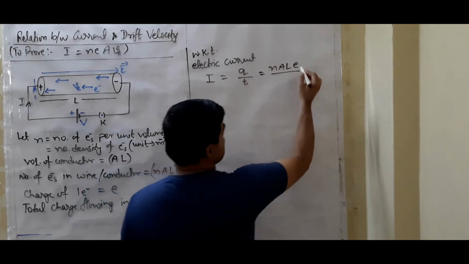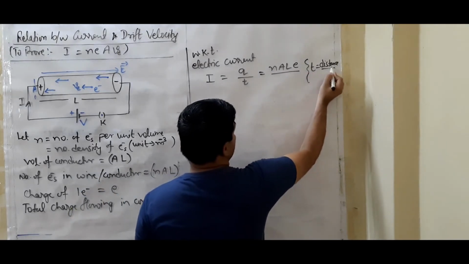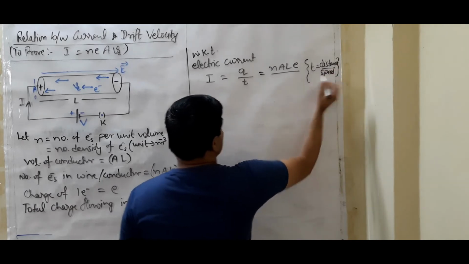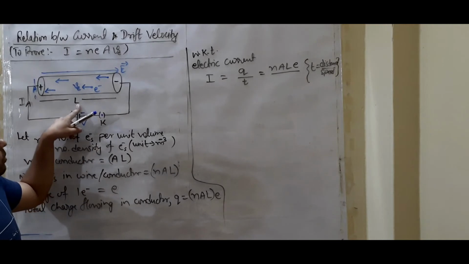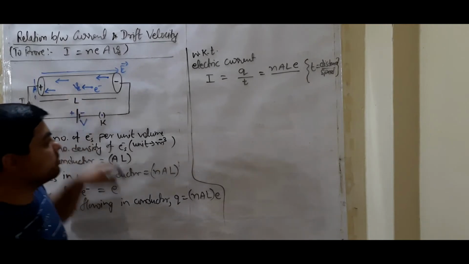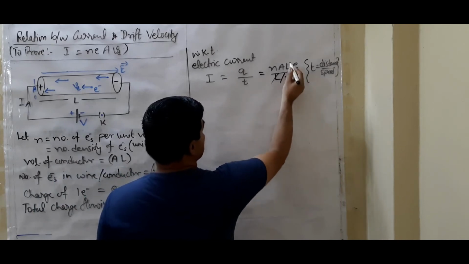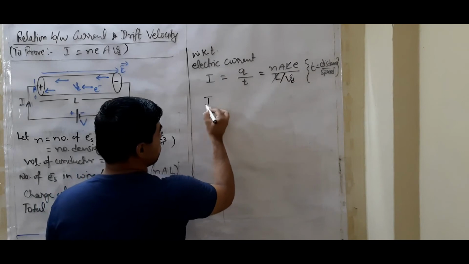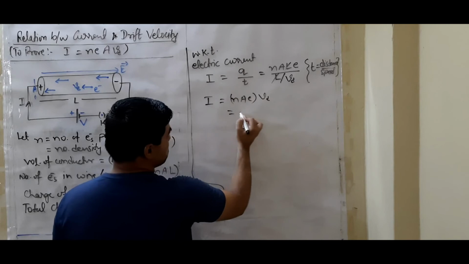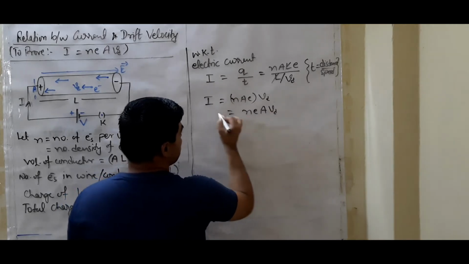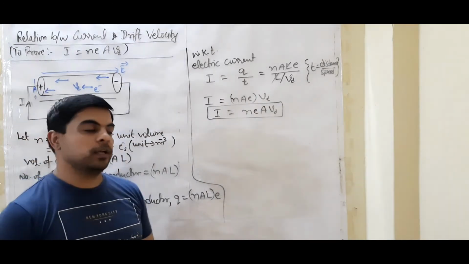Here t means time, which can be written as distance divided by speed. The distance which the electron has to travel through the wire is L, the length of the wire, and the speed with which it is moving is Vd. So we can write t as L by Vd. Cancelling this L with this, we will have the expression for I as nAe into Vd, or we can rearrange the expression as neAVd. This is the expression for the relation between current and drift velocity.